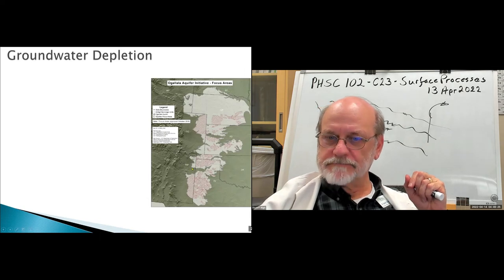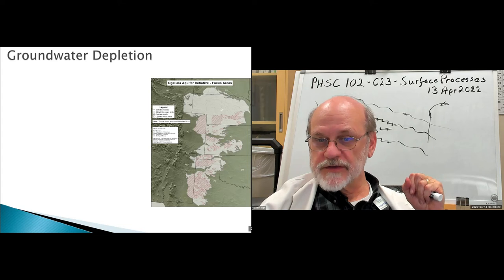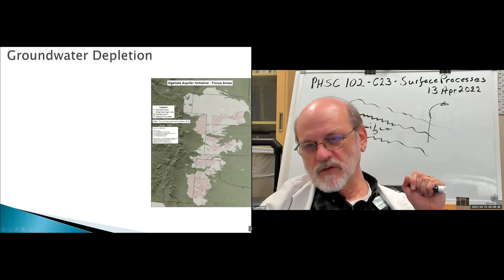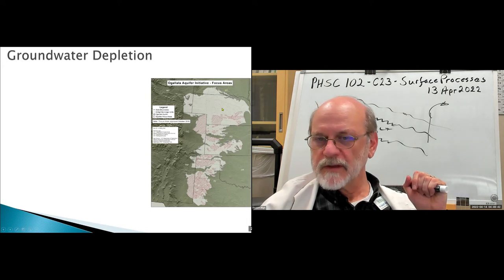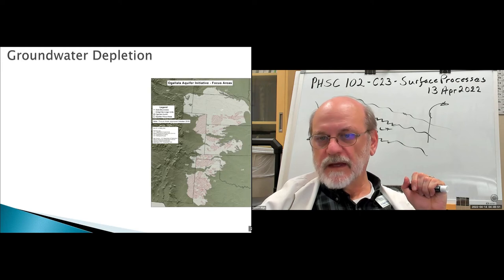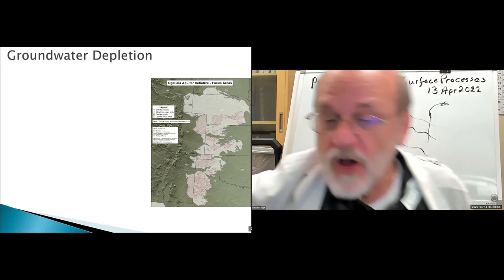This is a map of the central United States. You'll notice the states identified here. There's Nebraska, Kansas, Colorado on the west a little bit, New Mexico, Texas, Oklahoma. There's some South Dakota and Wyoming in there too. This is a subsurface structure, a massive aquifer called the Ogallala. And it is huge. It's very large.